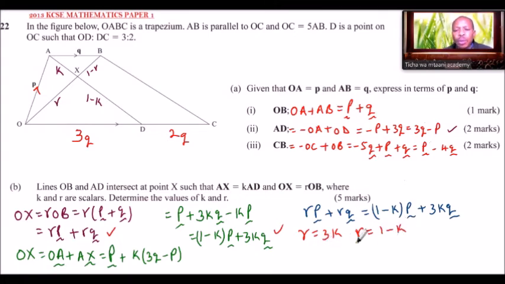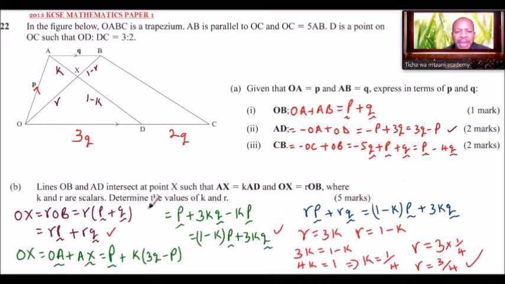And since we already know R is 3K, we can say 3K is equal to 1 minus K. Let's take this K to this side. We get 4K, it becomes positive, is equal to 1. This implies that K is equal to 1, divide both by 4. You get K is a quarter. And since R is equal to 3K, you multiply 3 by 1 over 4, which is K, you get R is equal to 3 over 4. So that is how you get the values.